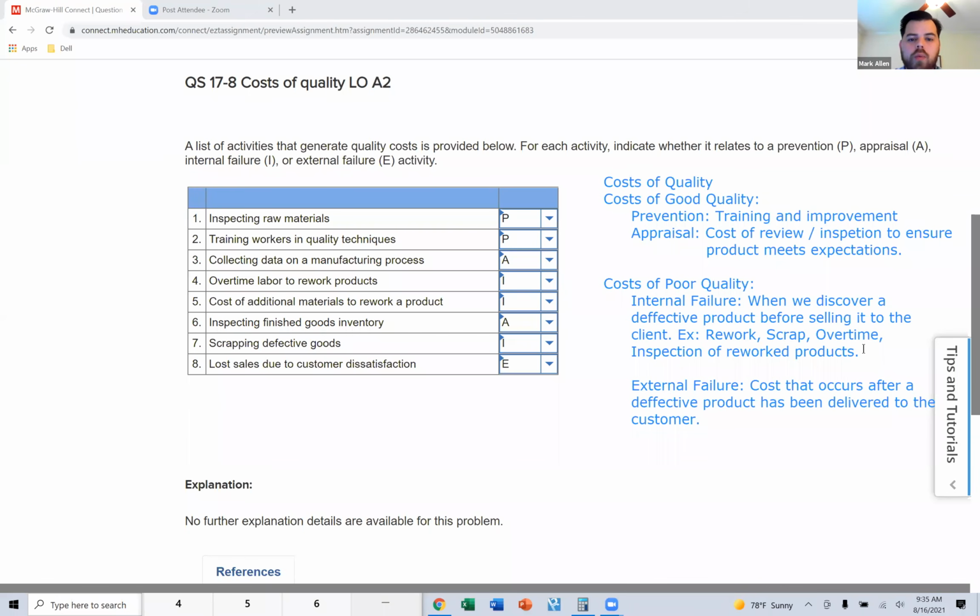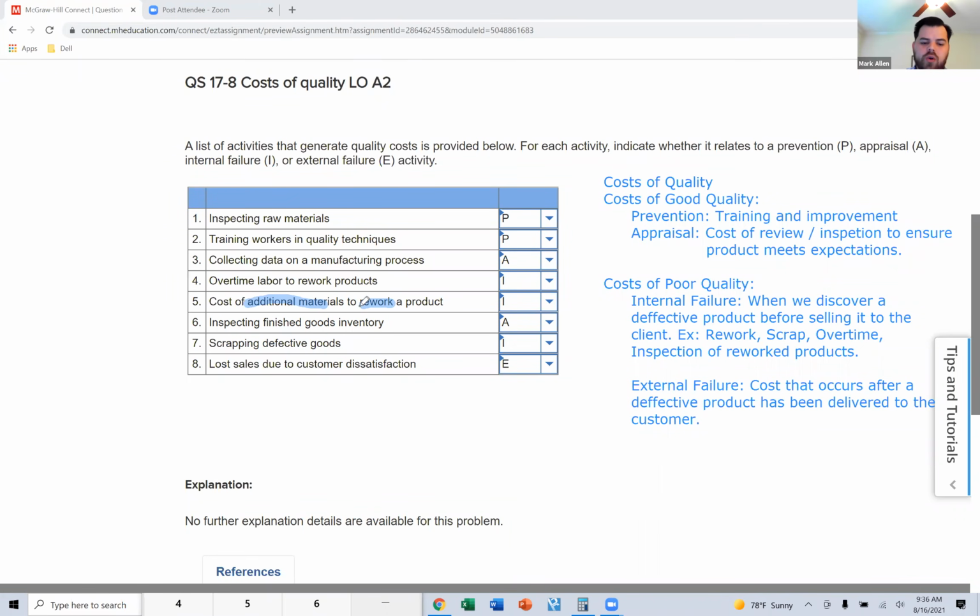Overtime labor to rework products. We actually have two massive keys in this one. The first being overtime, the second being rework. And of course, we notice that we have both rework and overtime here. So however you wanted to get that one, I don't really care. I don't have a preference, but you really had a double hint in that one. Cost of additional materials to rework a product. Once again, internal failure. So both of these are internal failure.